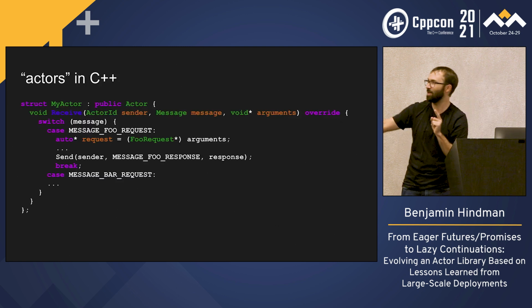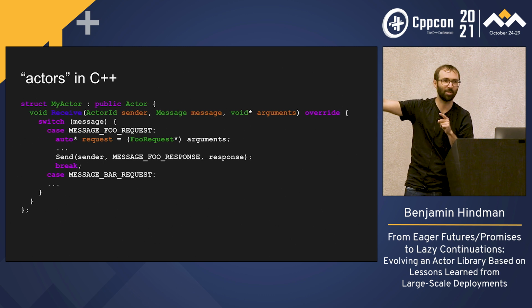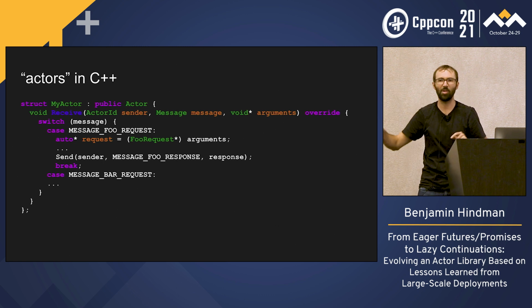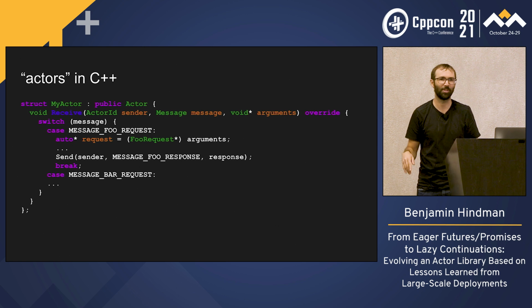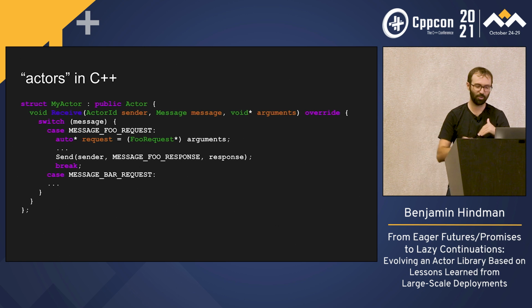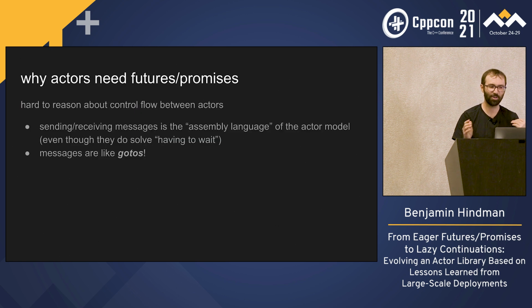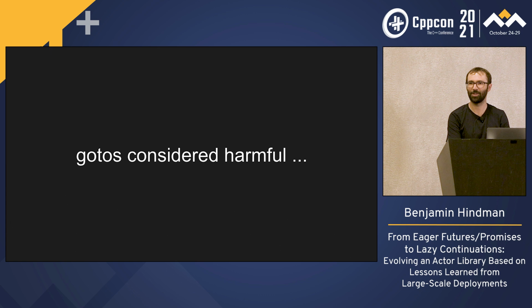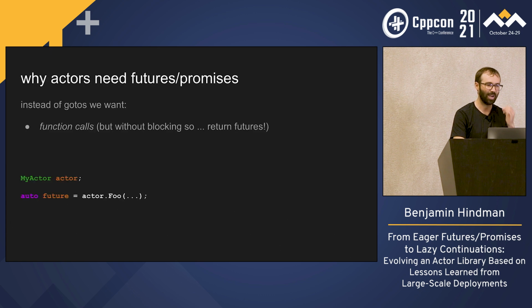What's happening here is I might be sending some response, but the person that sent me the request has meanwhile gone back into their event loop and is doing a whole bunch of other things. Actors at this low level of send and receive loops are really hard to reason about. Sending and receiving messages is kind of like the assembly language of the actor level, and messages are basically gotos. They're gotos in that switch statement. Of course, we all know that gotos are not a great idea. So how could we do better?